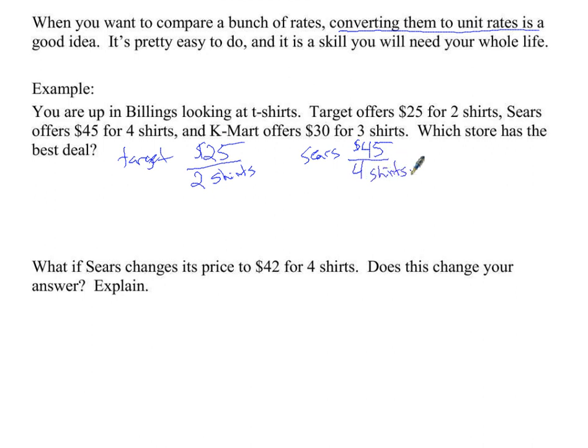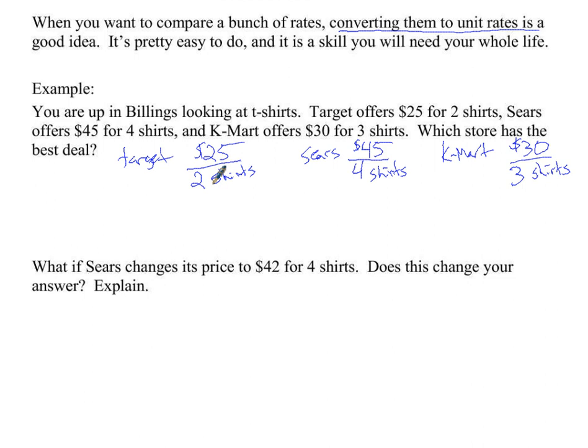So that's nice, I get more shirts, but I'm spending more money. And then finally Kmart says $30 for 3 shirts. So what we want to do is basically think of these as fractions. 25 halves, 45 fourths, 30 thirds. You want to reduce these down to just a number. That number then will be over 1, and that'll be your unit rate.